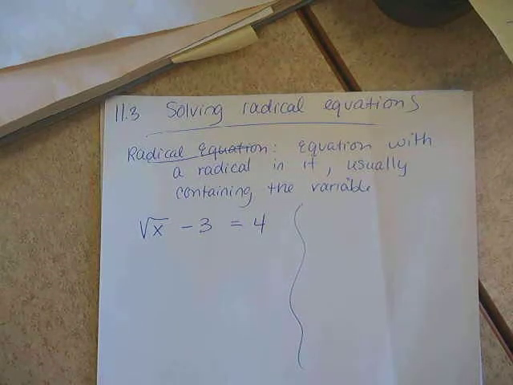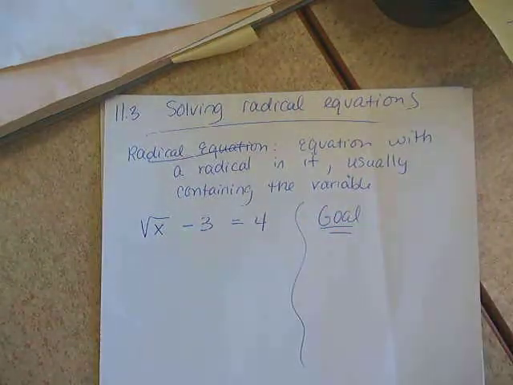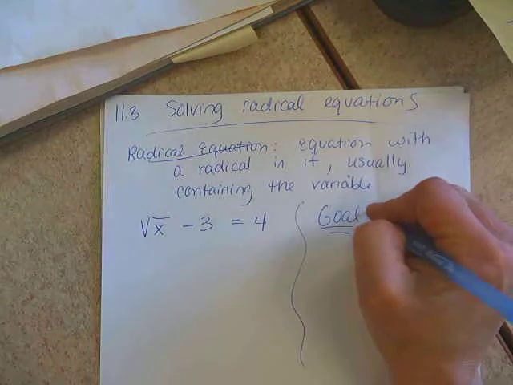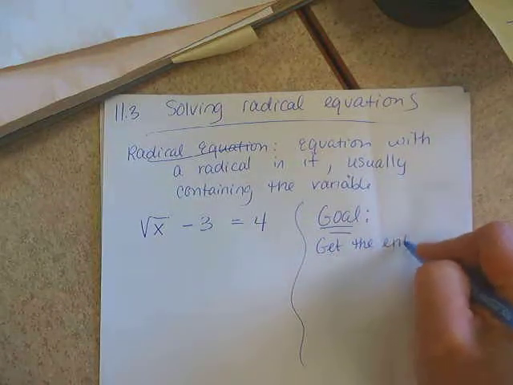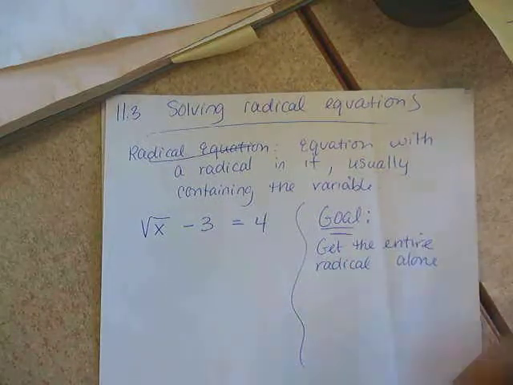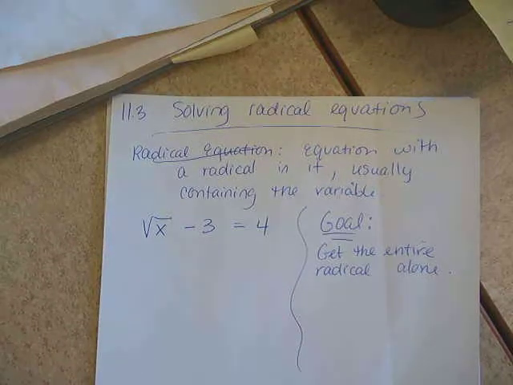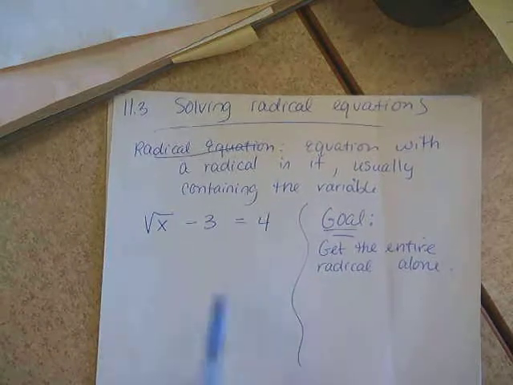So with the radical equation, our goal, and this should be the very, very first thing you do. Sometimes this is already the case, but if it's not, your goal is to get the entire radical alone. Okay, you're going to isolate the radical. Sometimes all of your stuff will already be in the radical and nothing on the same side will be outside. Okay, if that's the case, we kind of reverse the order in which we do things.